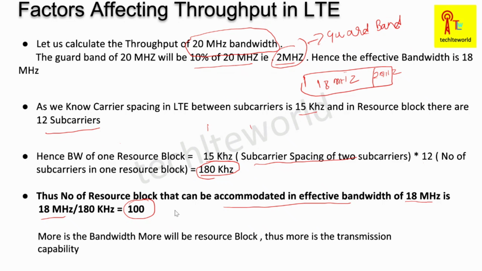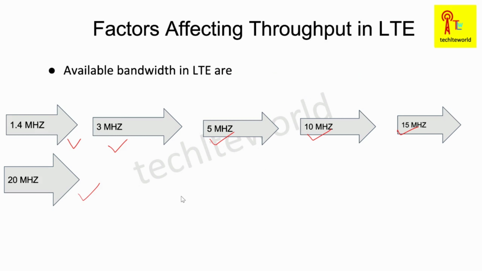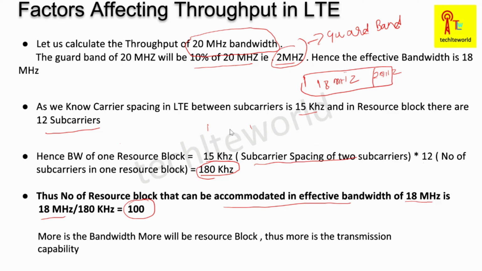Besides that, we have bandwidths like 1.4 megahertz, 3 megahertz, 5 megahertz. All of them can support a certain number of resource blocks. For calculating it, we first need to calculate the guard band of that bandwidth by taking 10% of it, and then after we get that value, we can calculate the bandwidth of one resource block using the same formula.